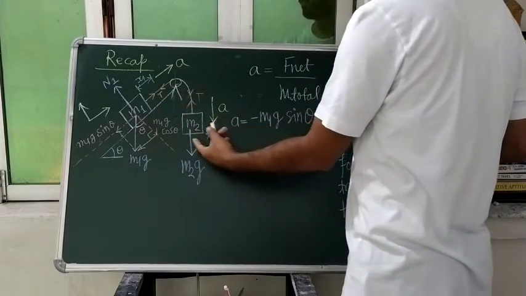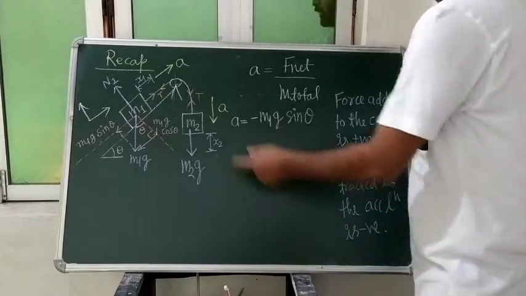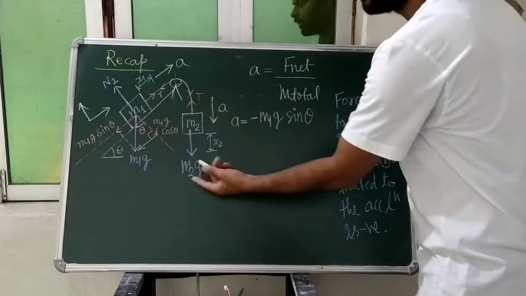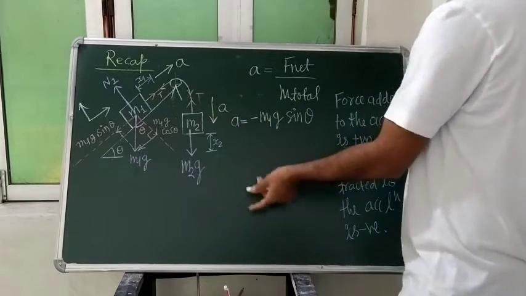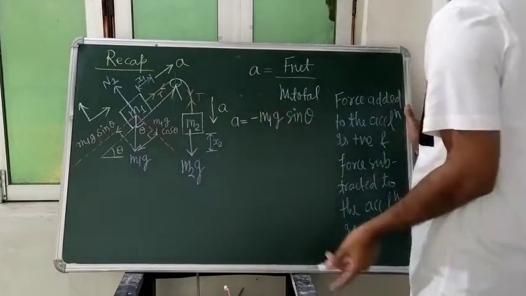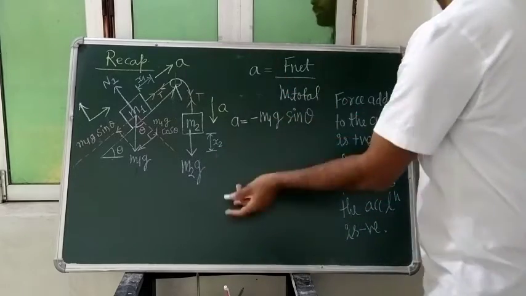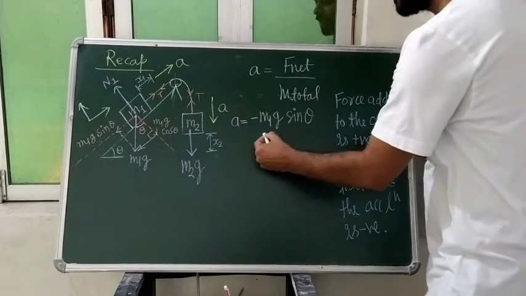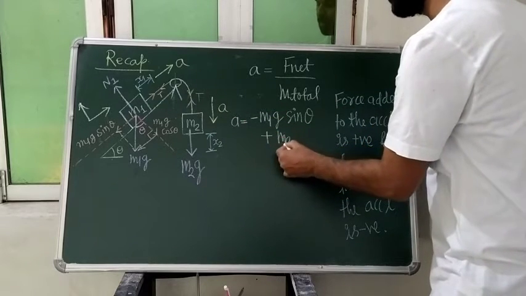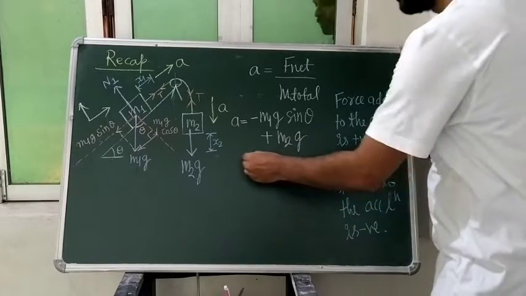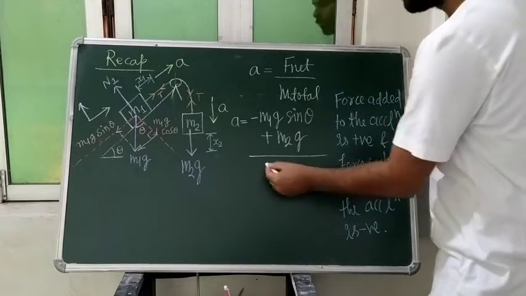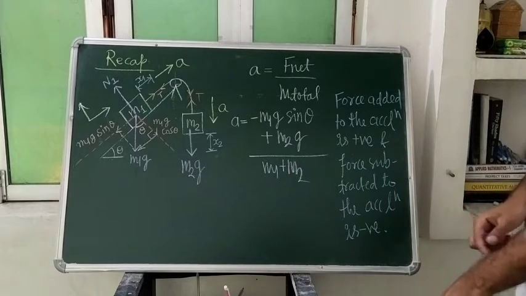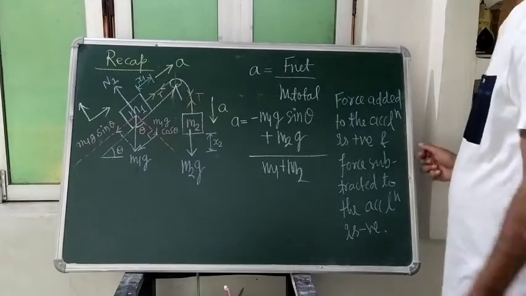Now when we come to block 2, tension we will not take into account. Only the force present here is m2g, which is adding to the acceleration, or supporting the acceleration. So we will say that as our positive. So this m2g positive divided by what, student? Total mass. Total mass is nothing but m1 plus m2. One thing you will note is that the tension we will not take into account.